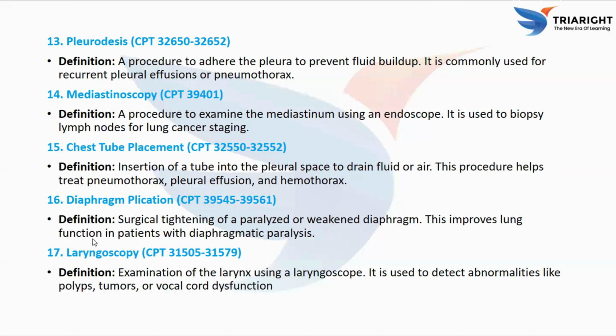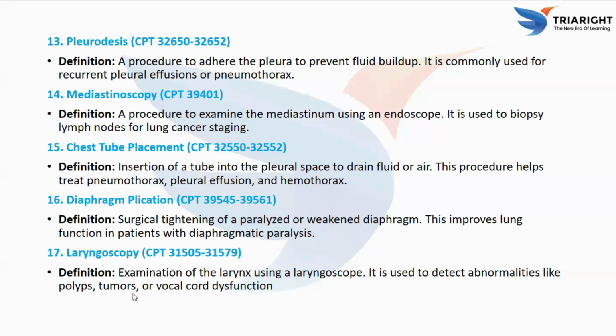And the next procedure is diaphragm plication. Diaphragm plication is the surgical tightening of a weak or paralyzed diaphragm. Why is it needed? For diaphragmatic paralysis and also for eventration of the diaphragm. What are the outcomes? To improve the lung expansion and to reduce the shortness of breath. Nothing is removed in this, only the diaphragm is reshaped. This is not a hernia repair.